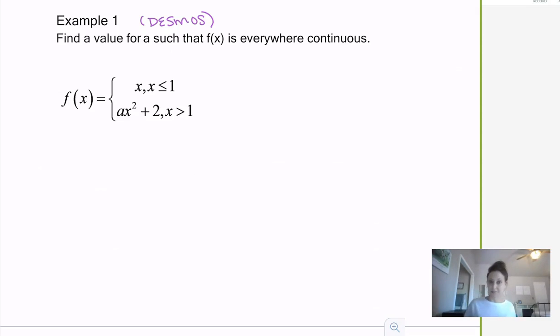And now let's try to do this algebraically. Let's see if we can prove that what you got with the graphing calculator does indeed match. Let's take a look at this. This top piece here is valid for x's less than or equal to 1. So that gives me the left-hand limit as well as the function value.